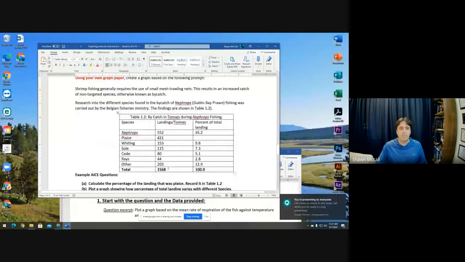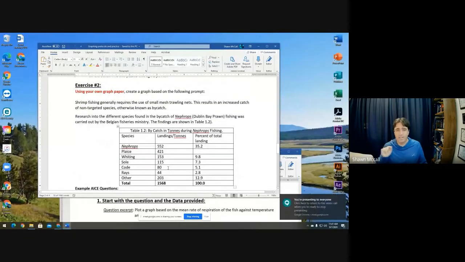Now, exercise 2, using your own graph paper, so this will be a separate piece of graph paper. Here is the prompt. Shrimp fishing generally requires the use of small mesh trawling nets. This results in an increased catch of non-targeted species, otherwise known as bycatch. Big deal in the world, right? Research into the different species found that bycatch of Nephrops, Dublin Bay prawn, fishing was carried out by the Belgian Fishing Ministry. The findings are shown below.